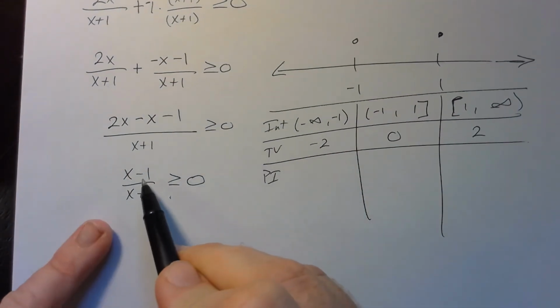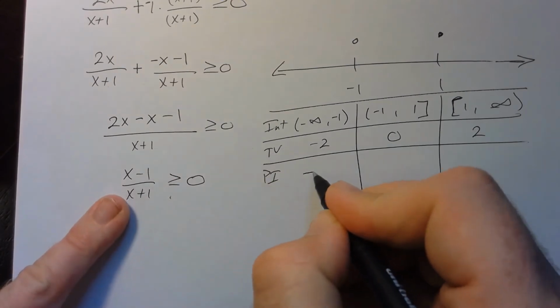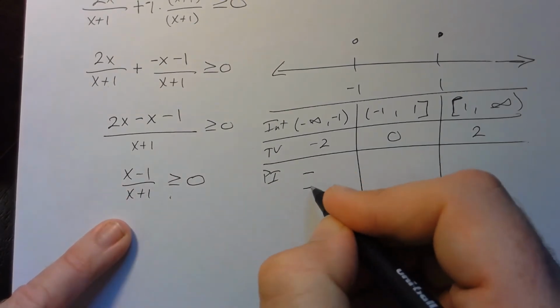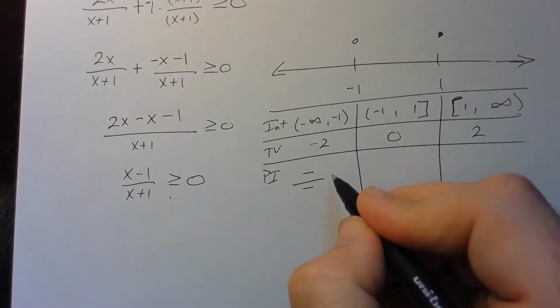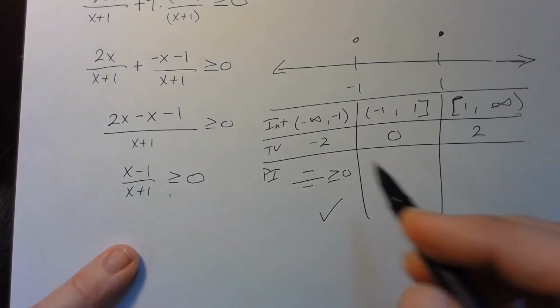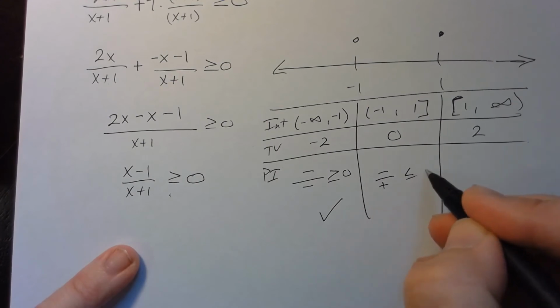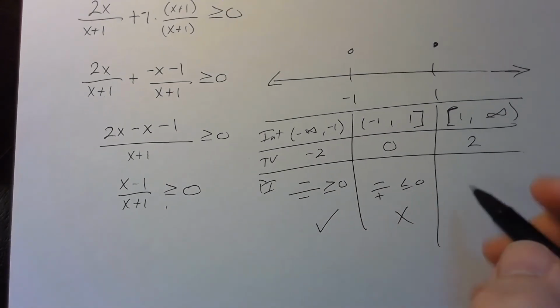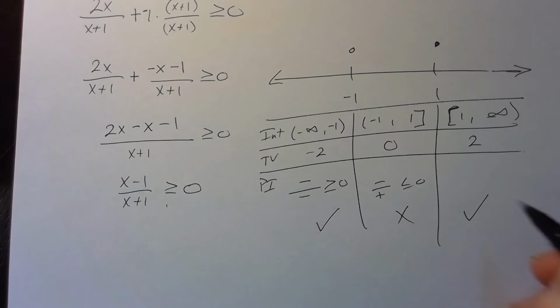When I plug in negative 2, minus 1 is a negative, negative 2 plus 1 is a negative, so I have negative divided by negative divided by negative, which is positive, so that is greater than or equal to 0, and that section should check. Plugging in 0 gives me negative over positive. That's going to be less than or equal to 0. That section doesn't check. And when I plug in 2, I'm going to have, again, a positive section.